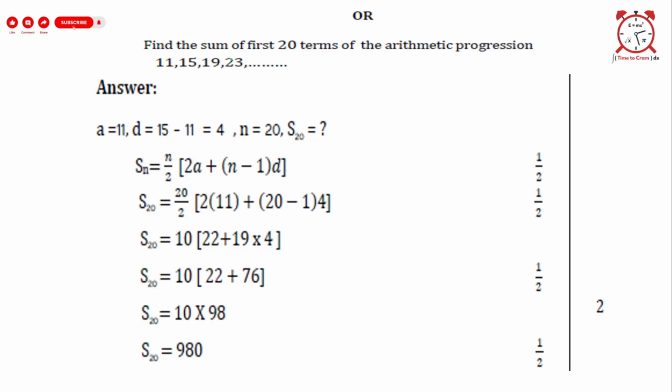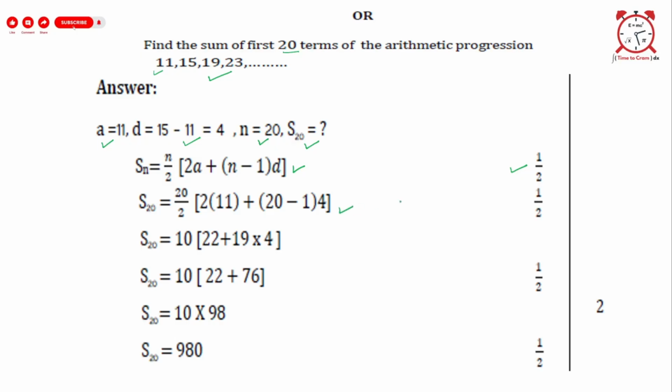This is the internal option for the above question. Find the sum of first 20 terms of the arithmetic progression given here. So the value of a is 11, the difference is 4, number of terms is 20 and we have to find S20. Write the formula, half mark.